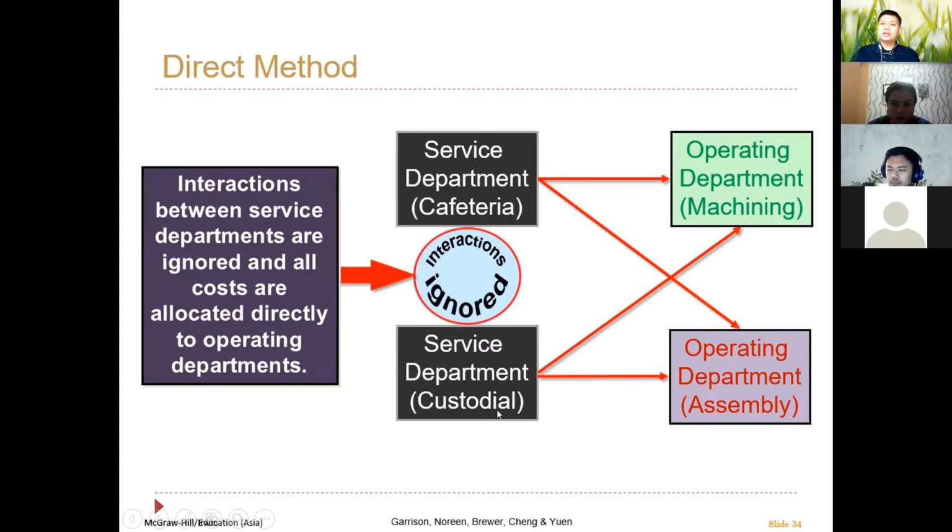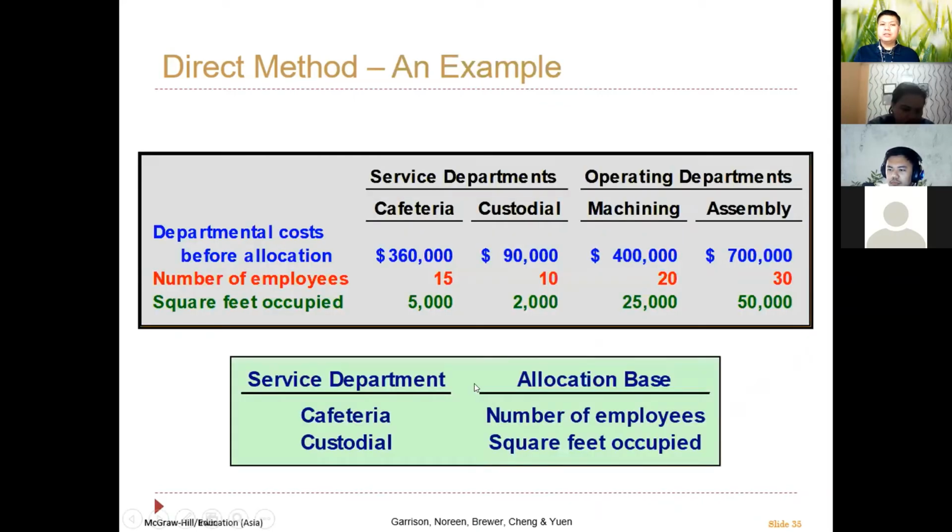Okay? So, assuming the cafeteria costs are allocated based on the number of employees. Or let's distribute cafeteria costs. Ilan ba yung number of employees? Di ba ang magre-receive si machining may 20 employees. Si assembly meron siyang 30 employees. Ano yung allocation? Fraction, paano? 20 over 50 at saka 30 over 50. You agree? Sila lang kasing maghahati eh. Hindi kasama si custodial, di ba? Ang maghahati sa cost na 360,000 ay si 20 at saka si 30. So would that be 20 over 50 and 30 over 50 multiplied by 360,000?